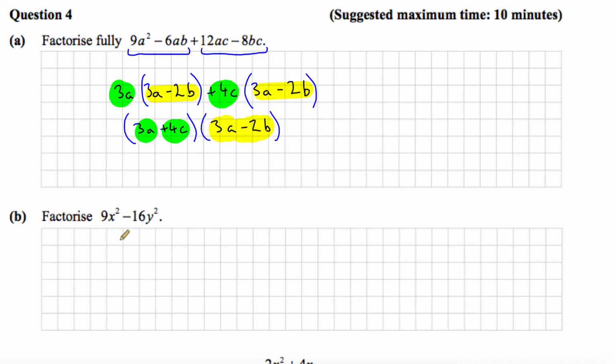Part B then, again, this time we've 2 terms in the expression. There's nothing I can take out of both terms at the same time, but I do see that there's squares involved and it's a subtract between them. So this is the difference of 2 squares. The difference of 2 squares is the square root of the first minus the square root of the second, which is 3x minus 4y, multiplied by the square root of the first plus the square root of the second. So that's how you factorise when you have the difference of 2 squares.